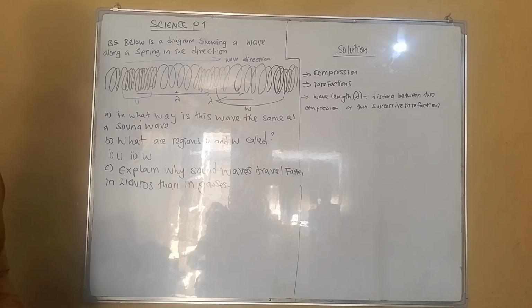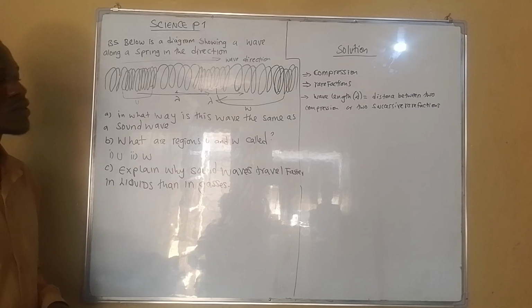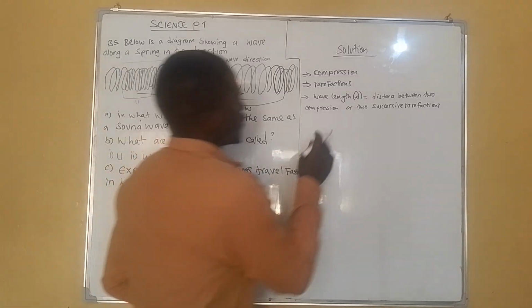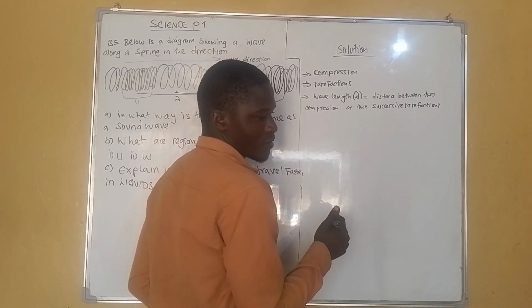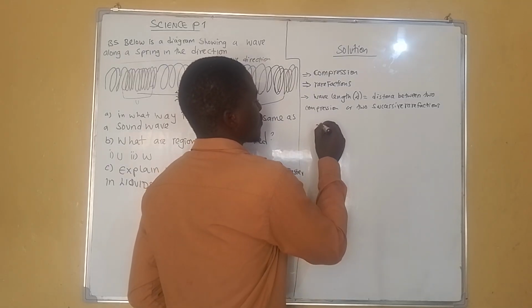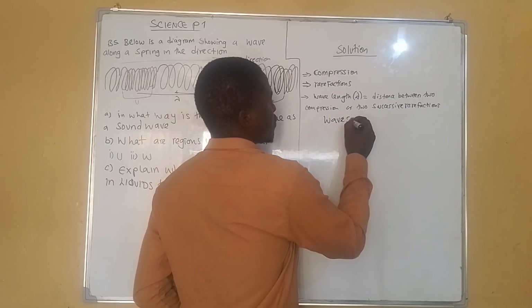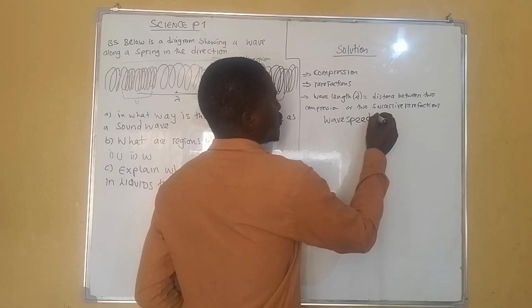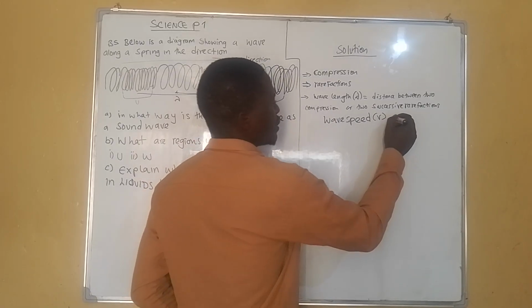What else do we need to know here? Okay. The formulas, I'm sure you already know the formulas. Did I give you the formulas? Are you sure? Okay. So for example, if I want to find the wave speed, the wave speed is represented by the letter V.